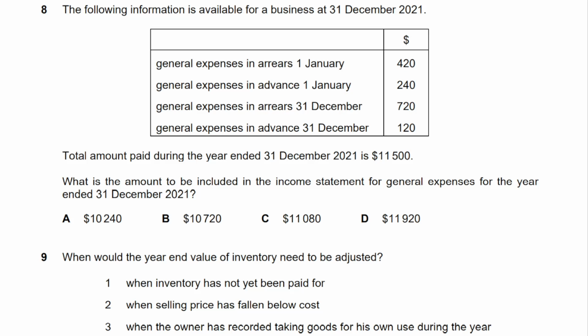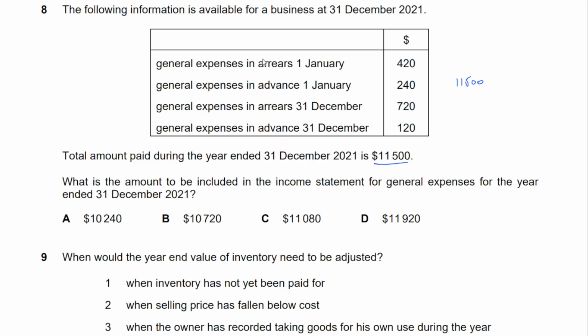The following information is available for a business at 31st December 2021. Total amount paid during the year ended 31st December 2021 is 11,500. What is the amount to be included in the income statement? All right, interesting. There's an arithmetical way to do it and a T account way to do it, right? We can do the arithmetical method. So we start with what's paid, that's 11,500. We paid that. And now we adjust for what belongs and what does not belong.